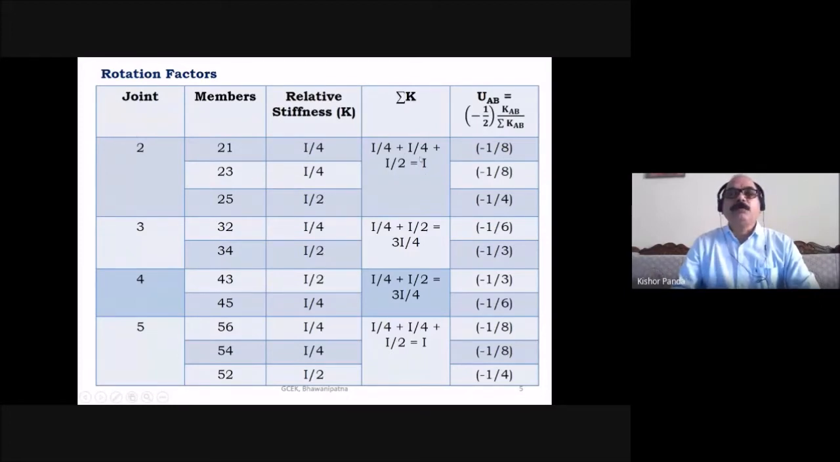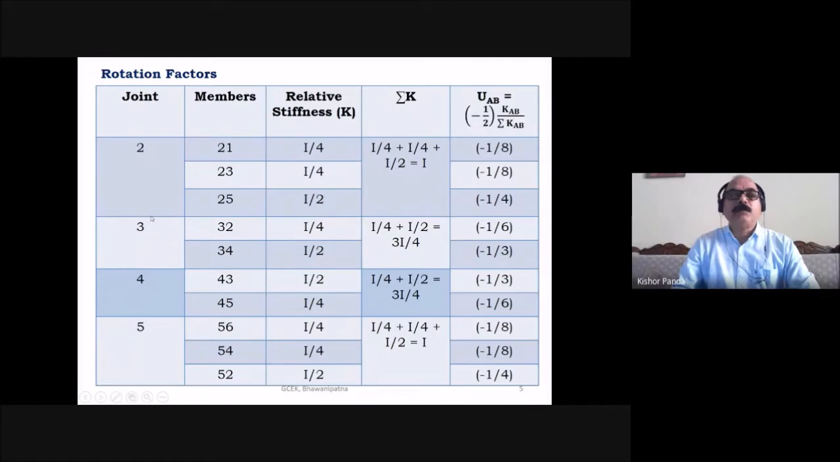So what you have to do? How many members meet? 3 members. So K2 is equal to K21 plus K23 plus K25. So K2 is equal to I by 4 plus I by 4 plus I by 2. So this is equal to I. So the relative stiffness of joint 2 is equal to I.